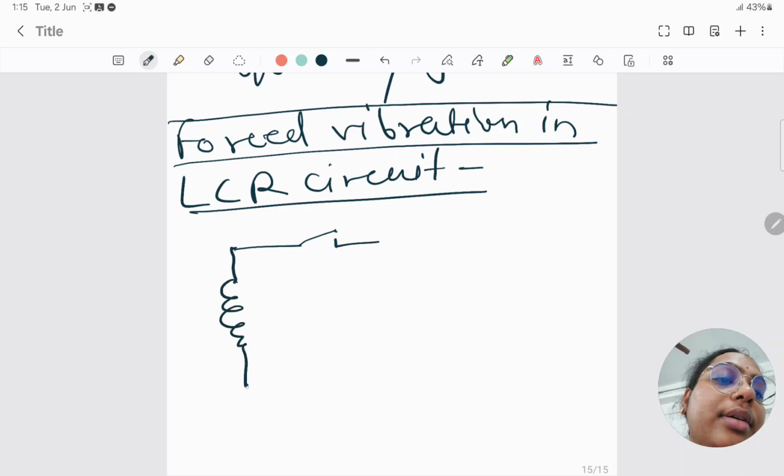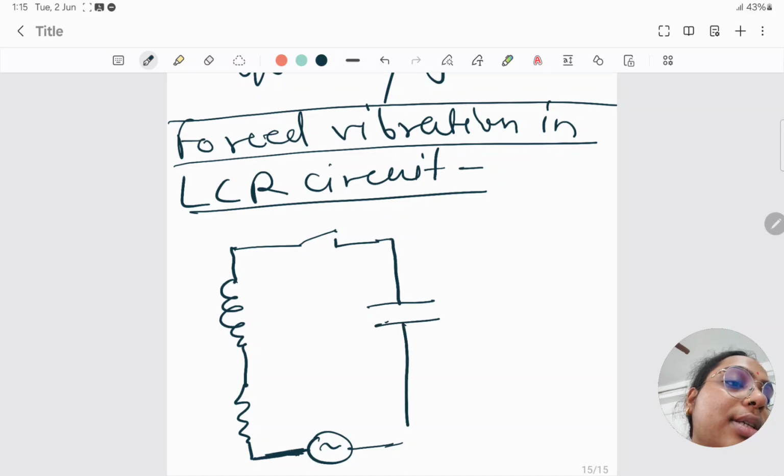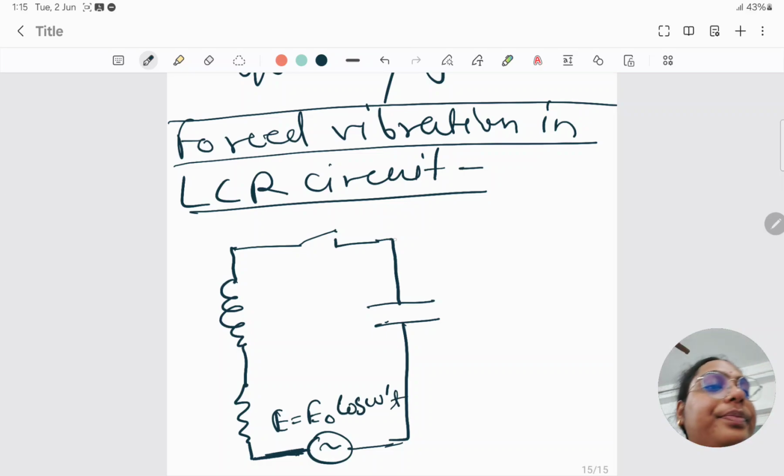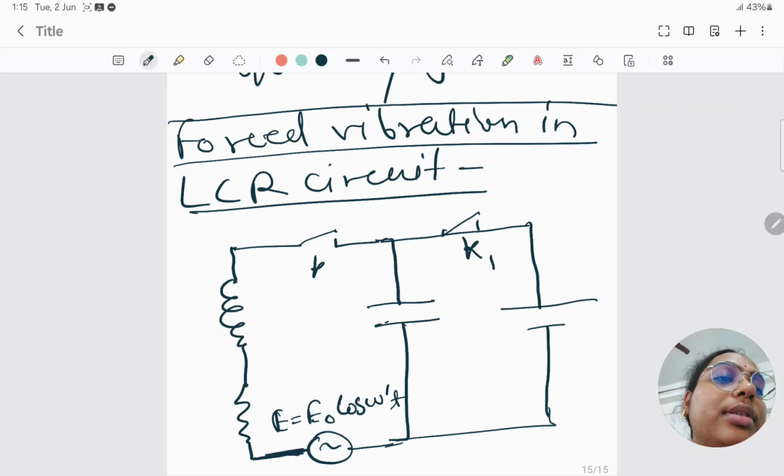L, this will be R, and there will be an external EMF applied from an AC source. This is the capacitor. The EMF is equal to E naught cos omega dash t. And this capacitor is connected with the battery, and there is another key: this is K1, this is K2.